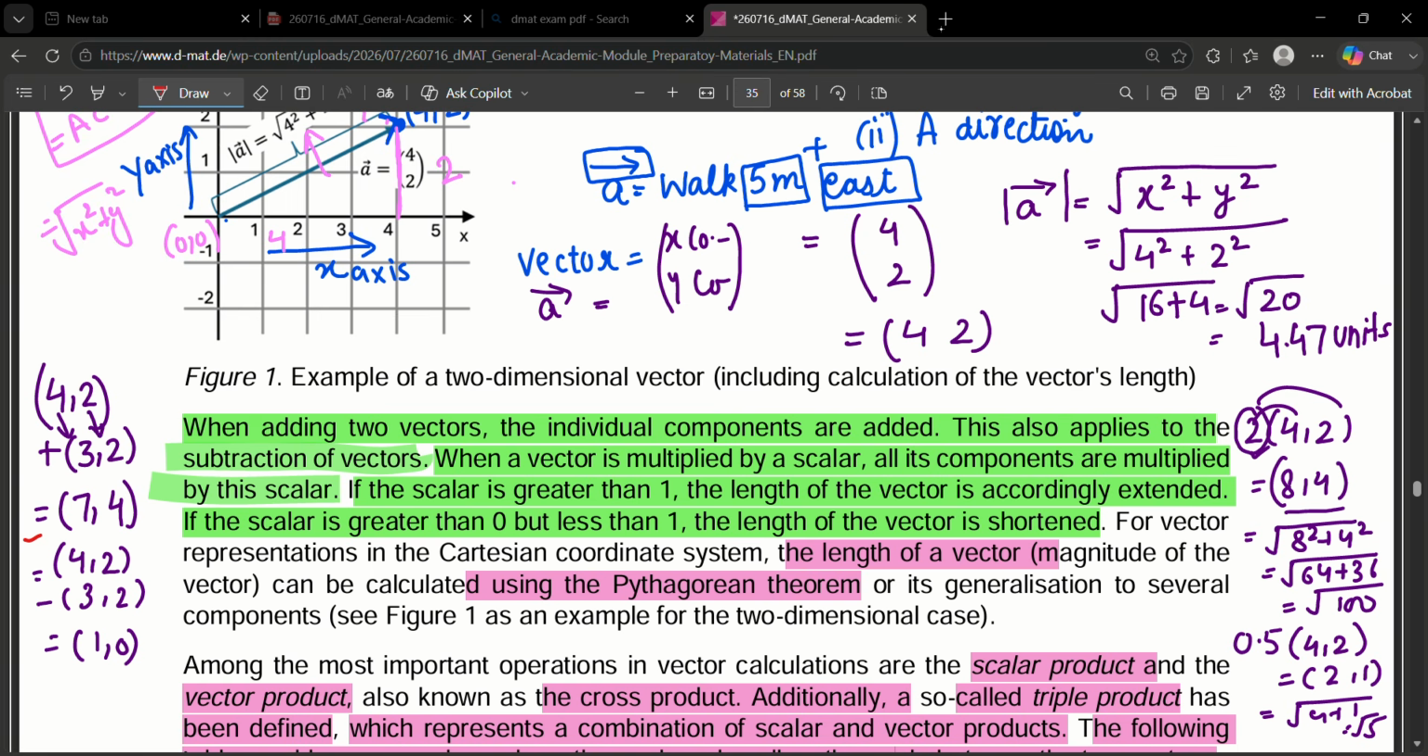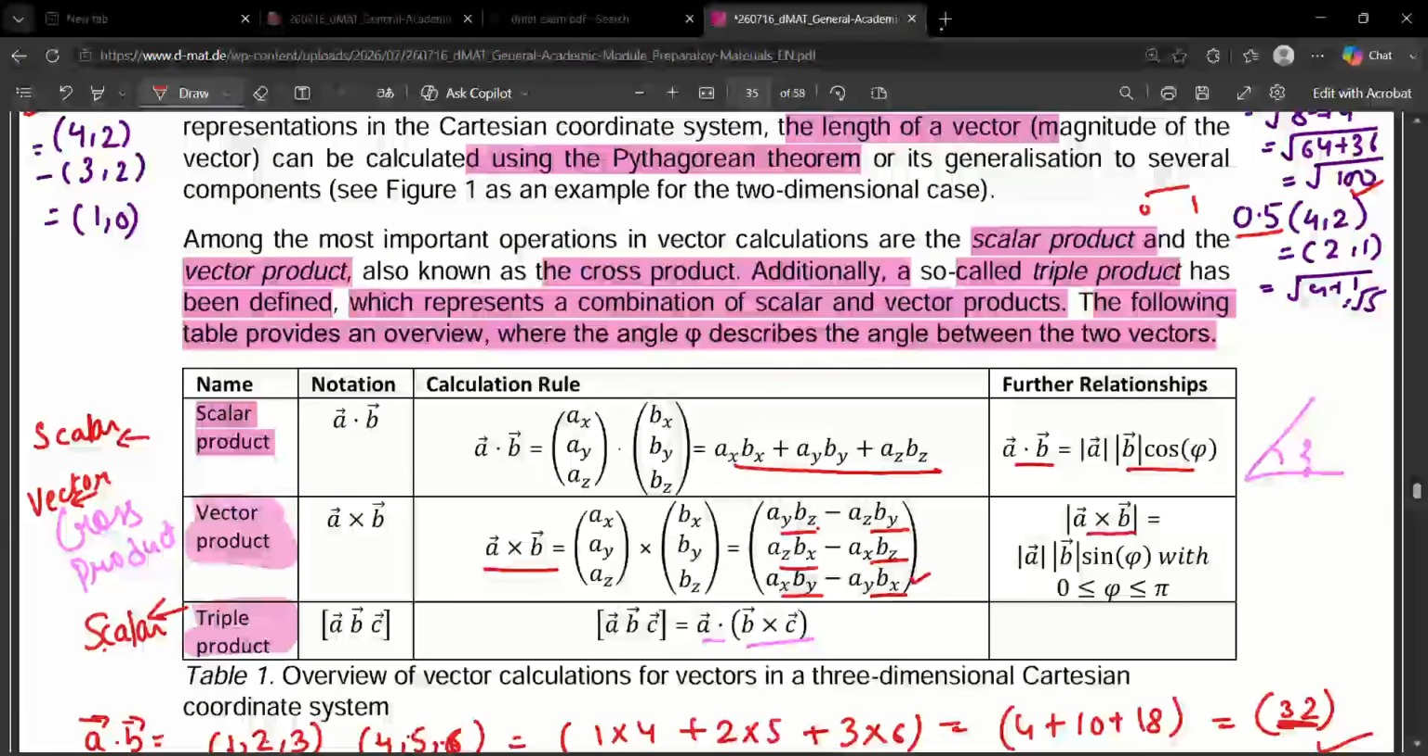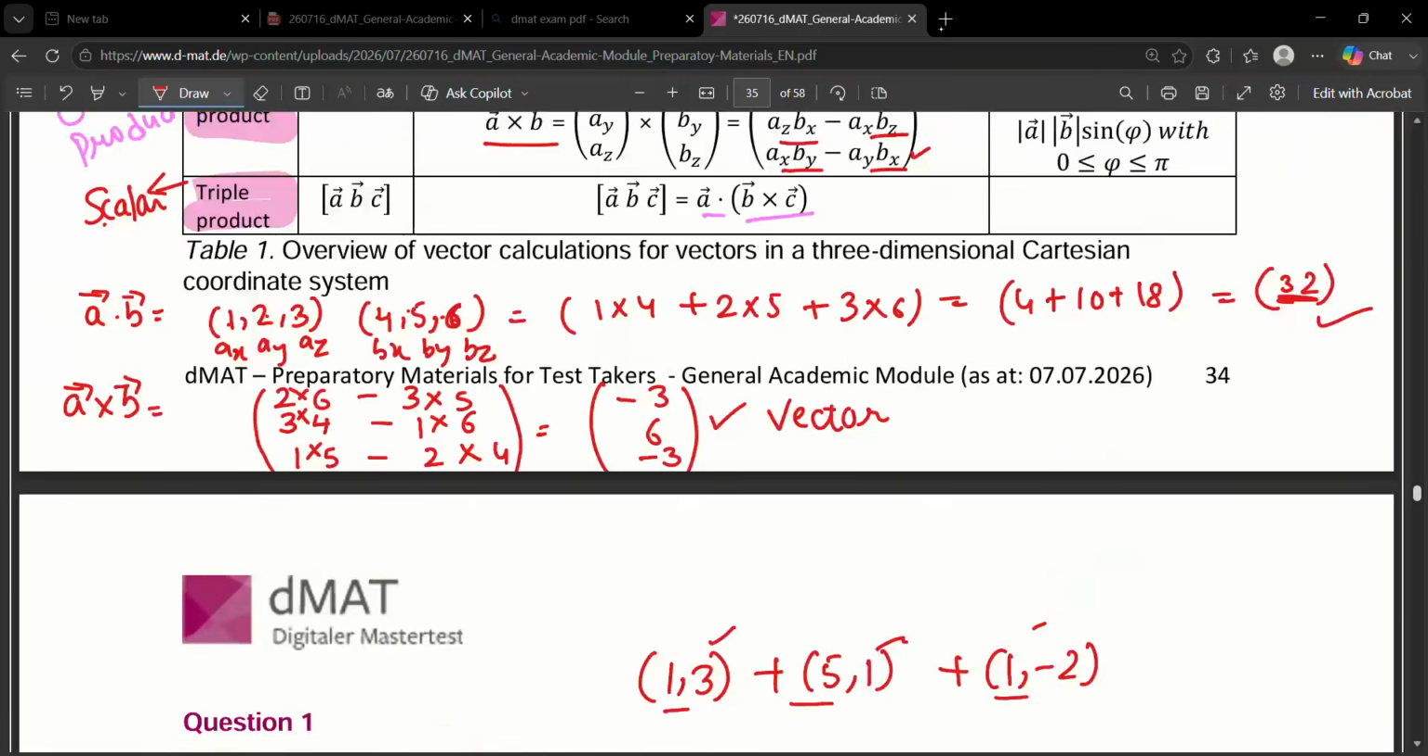If you multiply with a scalar that is greater than 1, the magnitude would be extended. If you multiply with a scalar between 0 and 1, the magnitude would be shortened. And then they have given you the whole table from where you have to find your answers. The formulas table is also there.